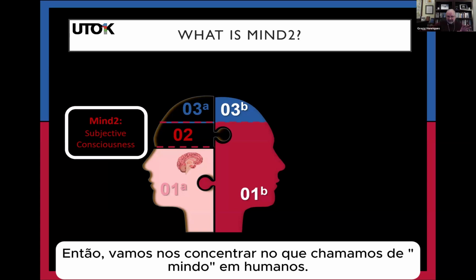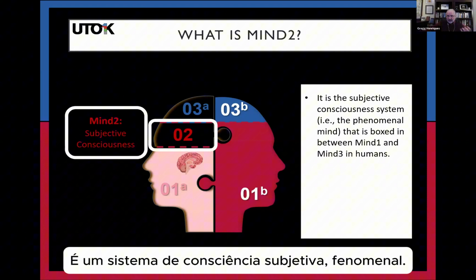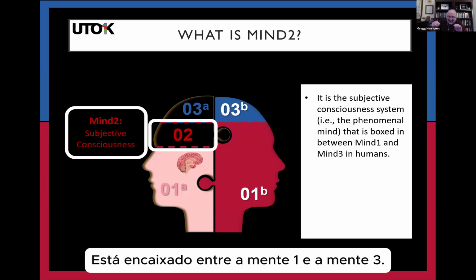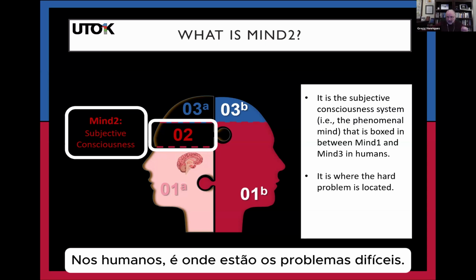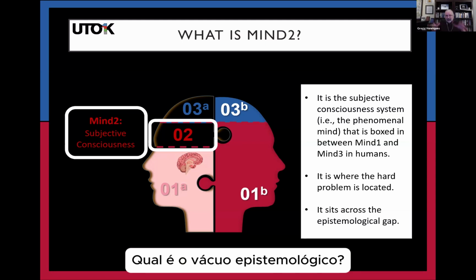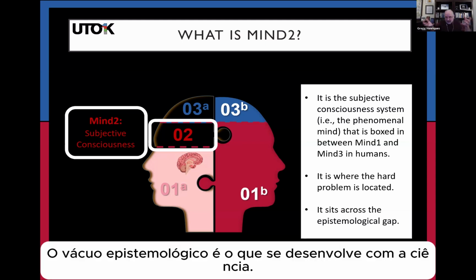So let's hone in on this thing called mind two in humans. It's a subjective consciousness system, phenomenal mind, to use David Chalmers' term, that we can now say with the map is boxed in between mind one and mind three in humans. It is where the hard problem is located, and it sits across an epistemological gap. What's the epistemological gap? The epistemological gap is what develops with science.